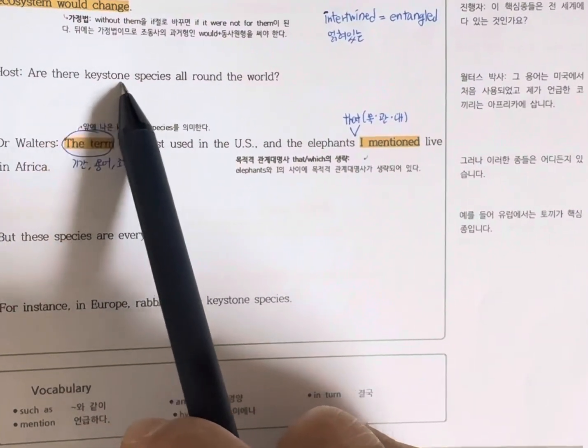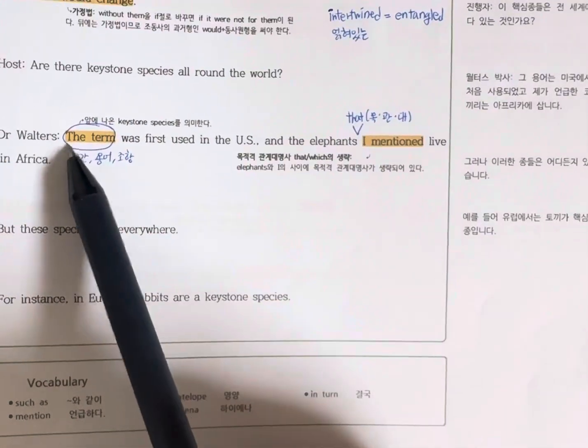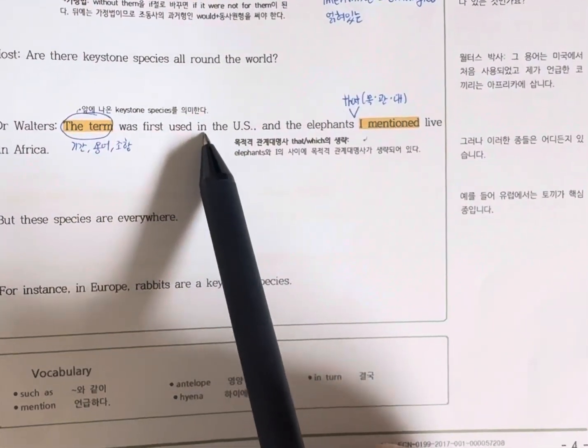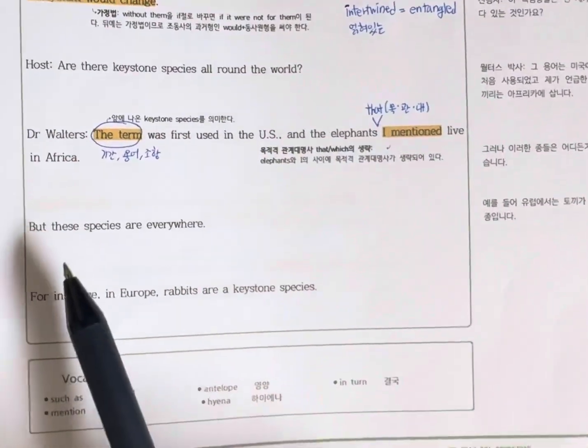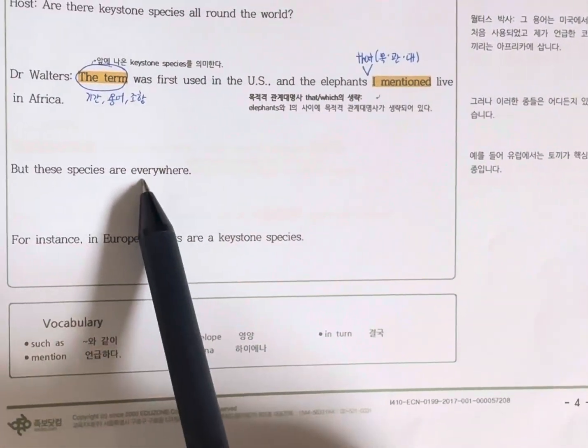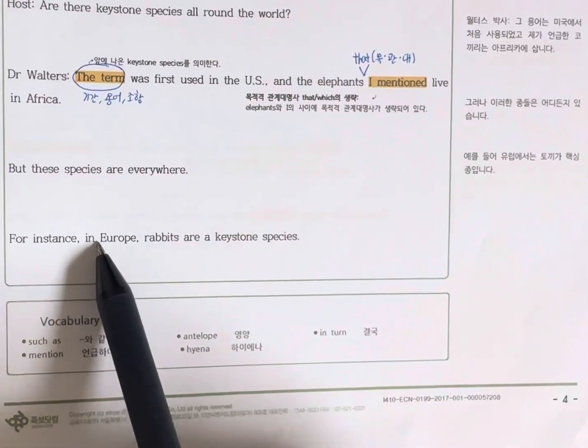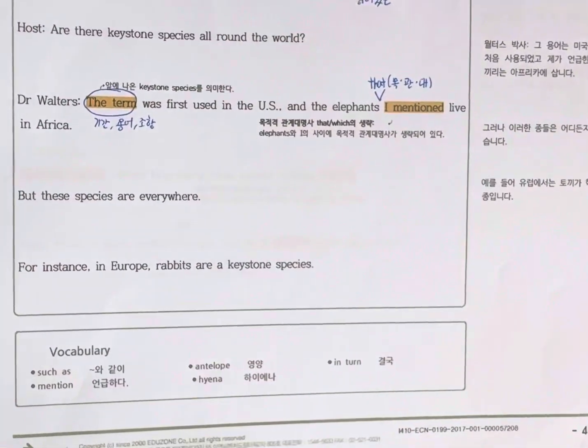Are there keystone species all around the world? The term was first used in the US and the elephants I mentioned live in Africa, but these species are everywhere. For instance, in Europe, rabbits are a keystone species.